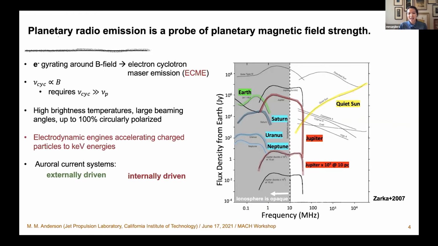And we can think about scaling up Jovian emission by a few orders of magnitude, sticking Jupiter out at 10 parsecs, and scaling up its auroral emission by 3 to 5 orders of magnitude, and start thinking about detectability of exoplanets similar to Jupiter.